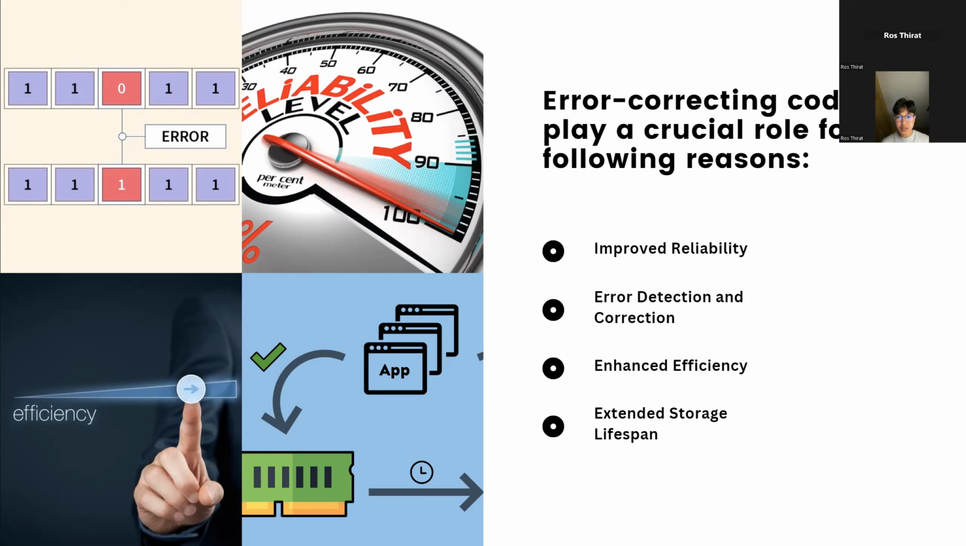And the third one, enhance the efficiency. Instead of requiring transmission of entire data blocks in case of errors, error correcting codes allow for localized corrections. This leads to efficient utilization of communication bandwidth and storage space. And the last one is extended storage lifespan. In data storage systems, error correcting codes prolong the lifespan of storage media by compensating for potential degradation or bit flips over time.